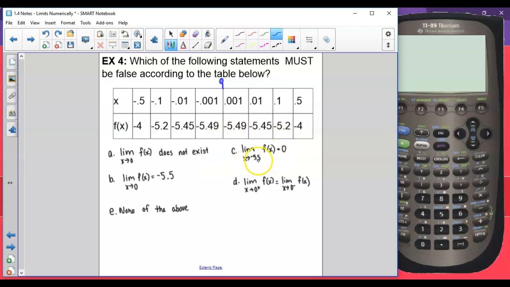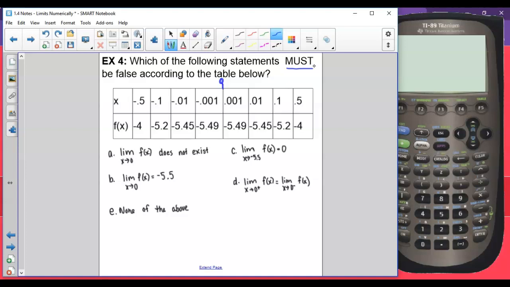B: the limit as x approaches -5.5 of f of x equals 0. C: the limit as x approaches 0 of f of x equals -5.5. D: the limit as x approaches 0 from the right equals the limit as x approaches 0 from the left of f of x. And then E: none of the above. So for this, we must consider this word right here, must be false.